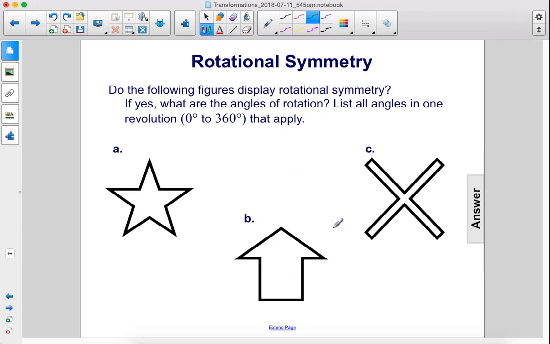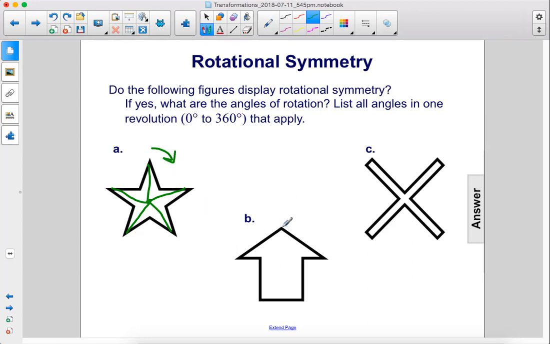Do the following figures display rotational symmetry? If yes, what are the angles of rotation? List all angles in one revolution, 0 to 360 degrees, that apply. So here, we had this on the previous slide. It's a star. We can divide it up into sections like this, the point of symmetry right in the middle, and we can rotate it around.